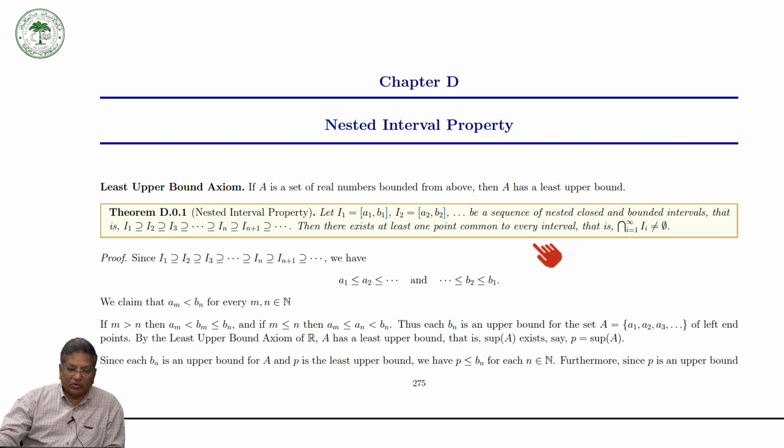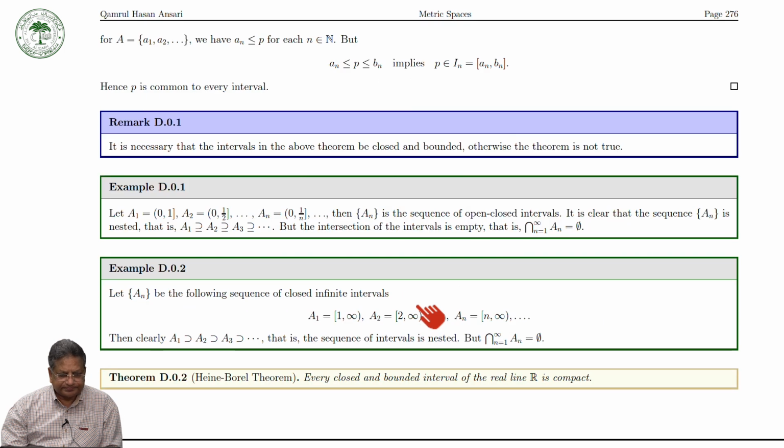What we have proved in the finite intersection property is that if we have a decreasing sequence of non-empty closed subsets of a complete metric space, whose diameter converges to 0, then the intersection contains only one element. So that theorem was inspired by this nested interval property. I just want to mention this nested interval property for you here.